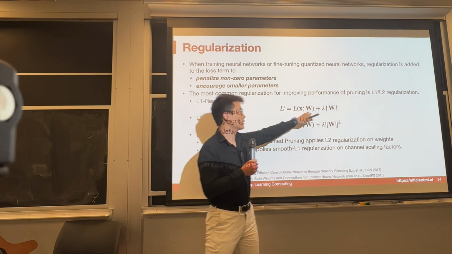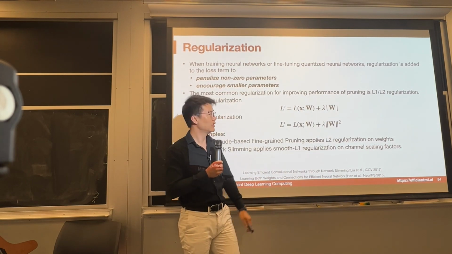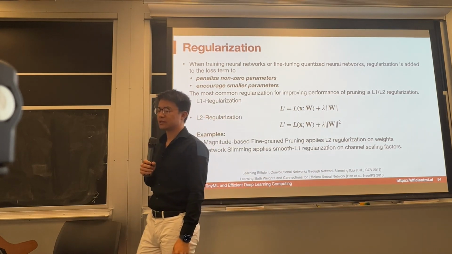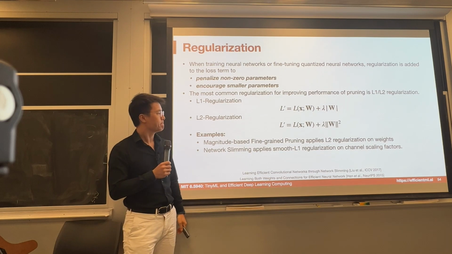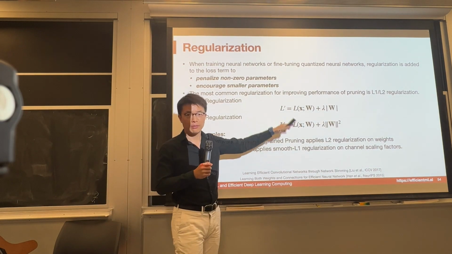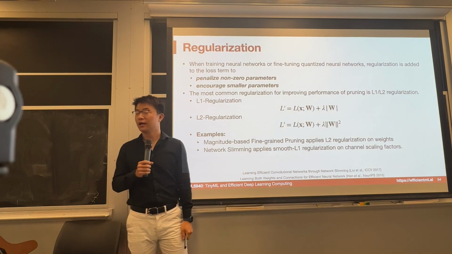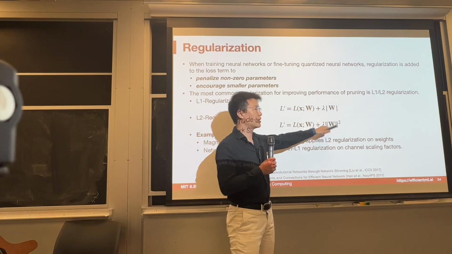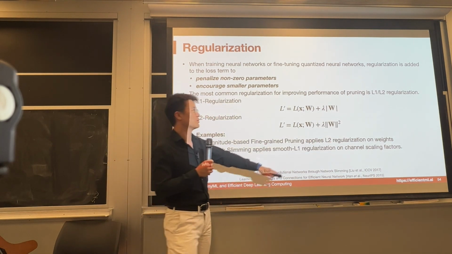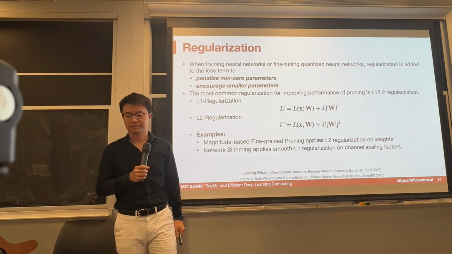L1 regularization is just adding lambda times the absolute value of W. L2 regularization is just lambda times W squared. So these are very popular regularization functions, but certainly there is lots of research on different heuristics and different regularization functions. But in practice, if you want to make a product or make a startup or something, this is the regularization function to go with.